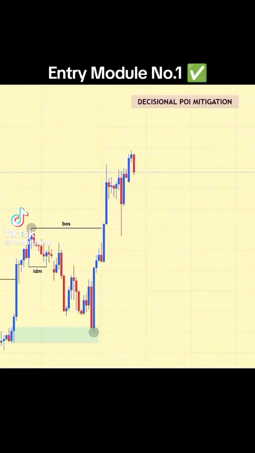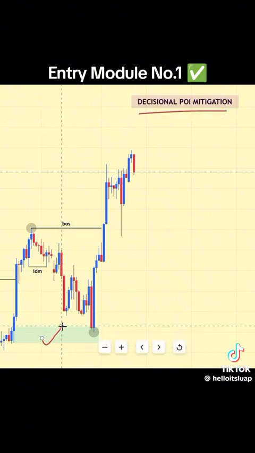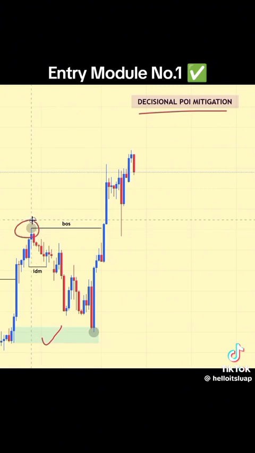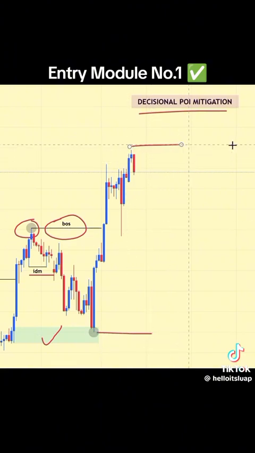So today let's dive into the first entry module, and that is the decisional POI mitigation. On the chart below, we can clearly see that price just mitigated our order block and made a break of structure to the upside after taking out the inducement. So this confirms this to be a valid break of structure, meaning we are currently in a new trading range, or price is forming a new trading range.